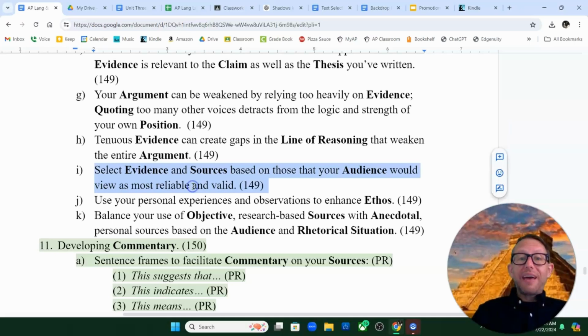Make sure that you're selecting evidence and sources based on those that your audience would view as most reliable and valid. Again, thinking about the rhetorical situation, who is your audience, but then also taking a step back and taking a look at the sources that you've been provided and saying, which actually are the best sources? Which are the sources that I would trust the most if I were the audience? Which are the sources that have the utmost ethos and credibility and are worth using in this context, okay?